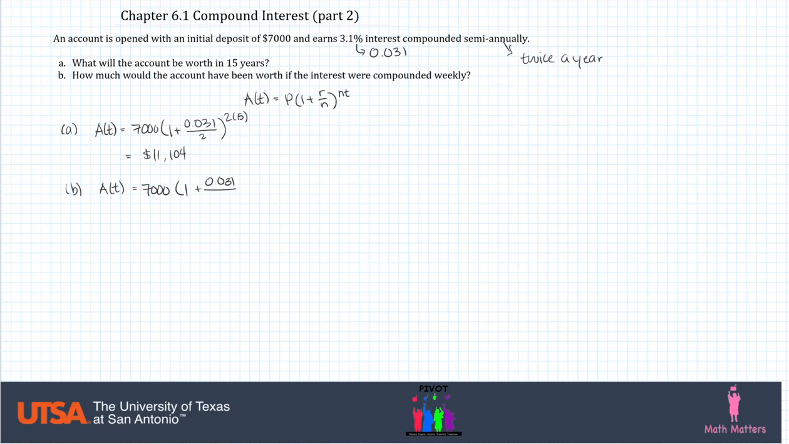But if it's weekly, then it's going to happen 52 times a year. So we have a 52 here, and then a 52 times t, which in this case again would be 15. So if we calculate this out, we get $11,143 rounded to the nearest dollar.